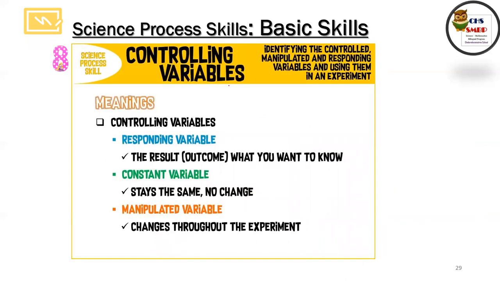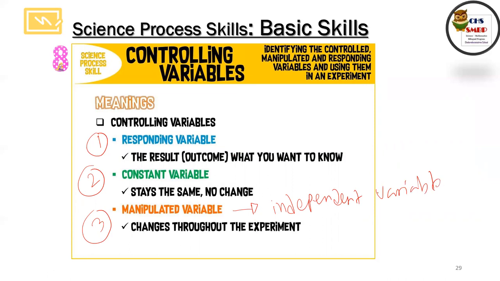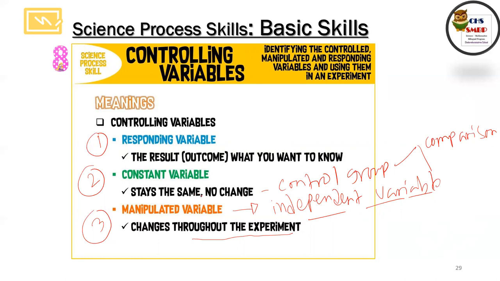Now, controlling variables: identifying the controlled, manipulated, and responding variables and using them in an experiment. So you see there are three types of variables. Number one, responding. Number two, constant. Number three, manipulated. So what is a manipulated variable? It's an independent variable, or the variable we are going to test, right? It changes throughout the experiment. We can change the independent variable. Then the constant variable is for the control group to compare, right? So that will be a comparison between the control group and the case group or experiment group.